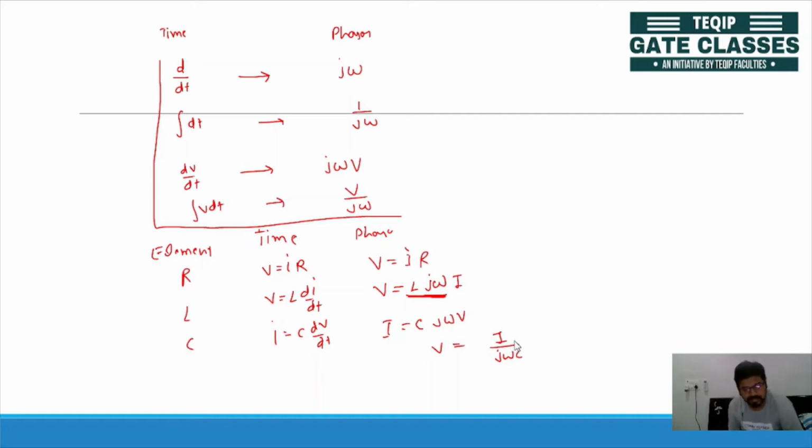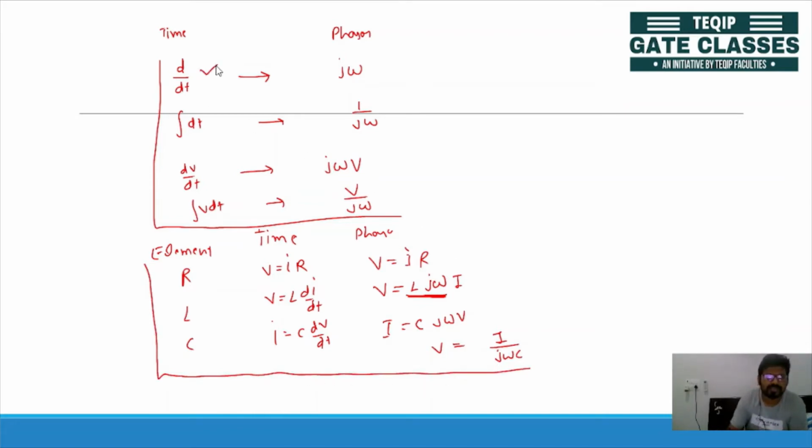This means the impedance, or the capacitive reactance, is 1 upon omega C. We will discuss it later. At this moment you can just remember this operation only. The d by dt will be converted into j omega in phasor domain, and integration of dt will be converted into 1 by j omega. This will help you solve any kind of series or parallel circuit.